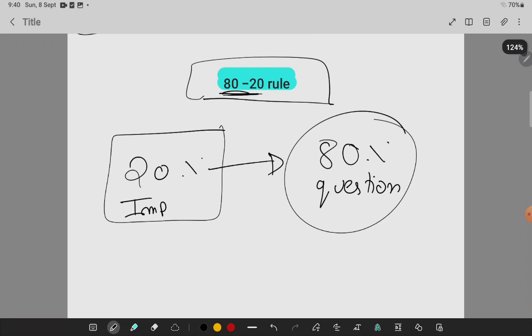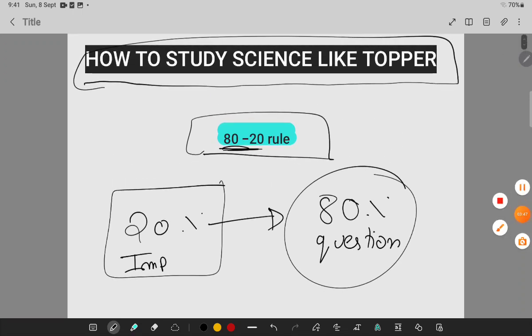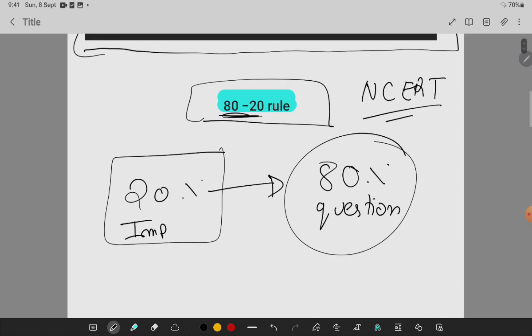So don't do full NCERT, don't do exemplar or Oswal or other books like Full Marks or all Oceans publications, etc. Don't do all of them. Just focus on your NCERT line to line, and only on the particular important topics, not all the topics.